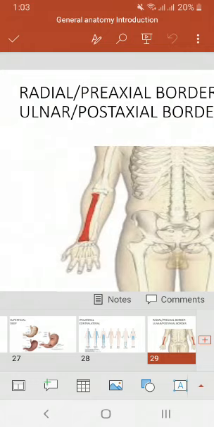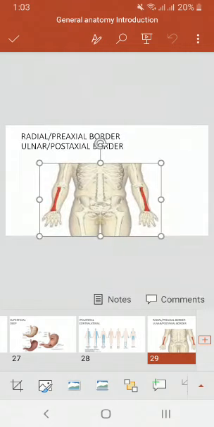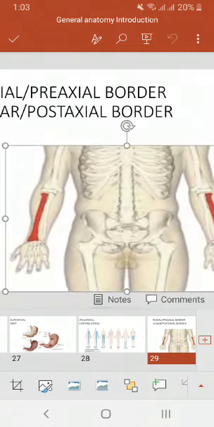And this division into pre-axial and post-axial border is developmental, because initially when the limbs develop, the direction of the limb is such that we can say pre-axial border and post-axial border. But when rotation occurs, these pre-axial and post-axial borders orient themselves as the radial and the ulnar border. Okay? We will see this in embryology, when we look at it in detail. Okay, next diagram.